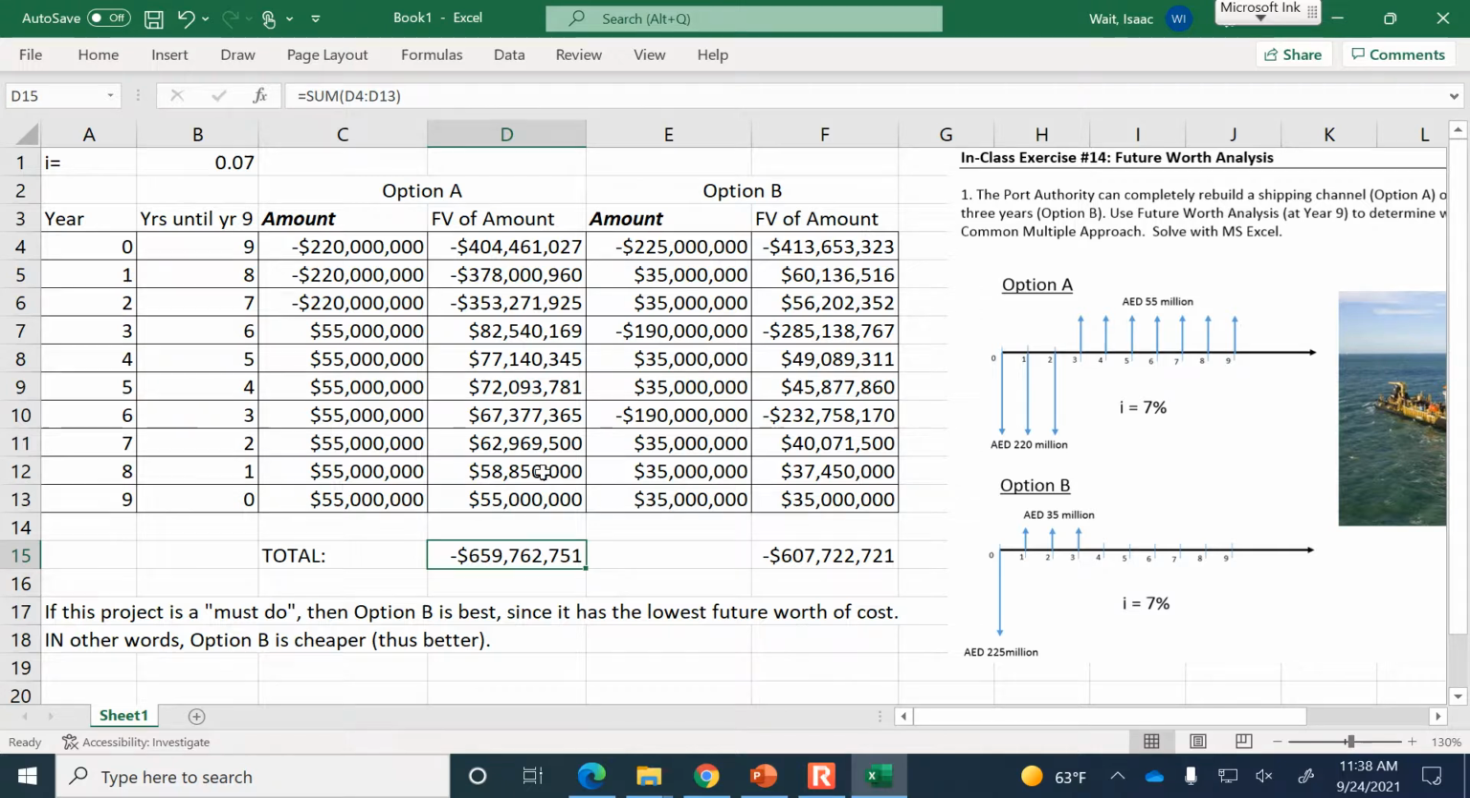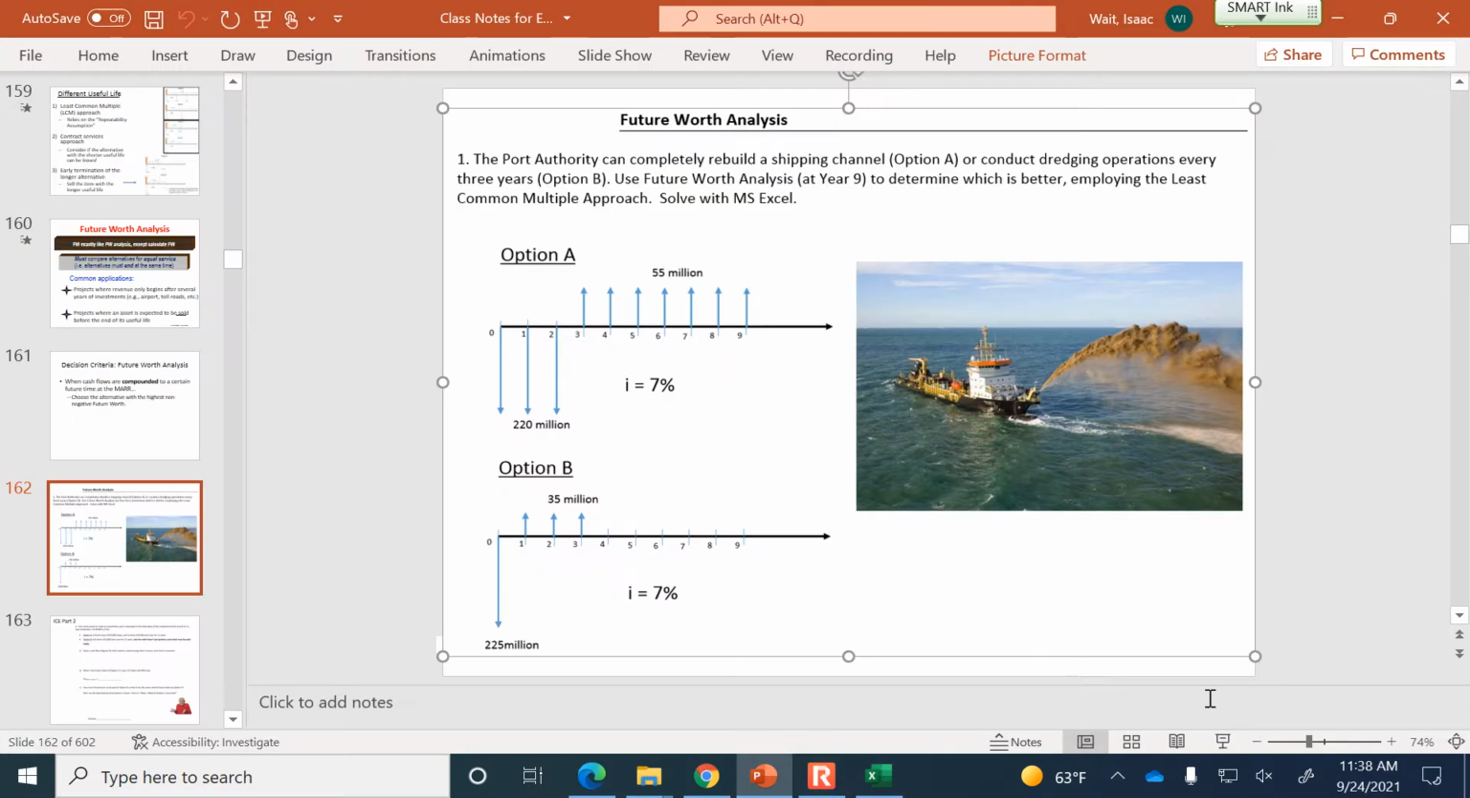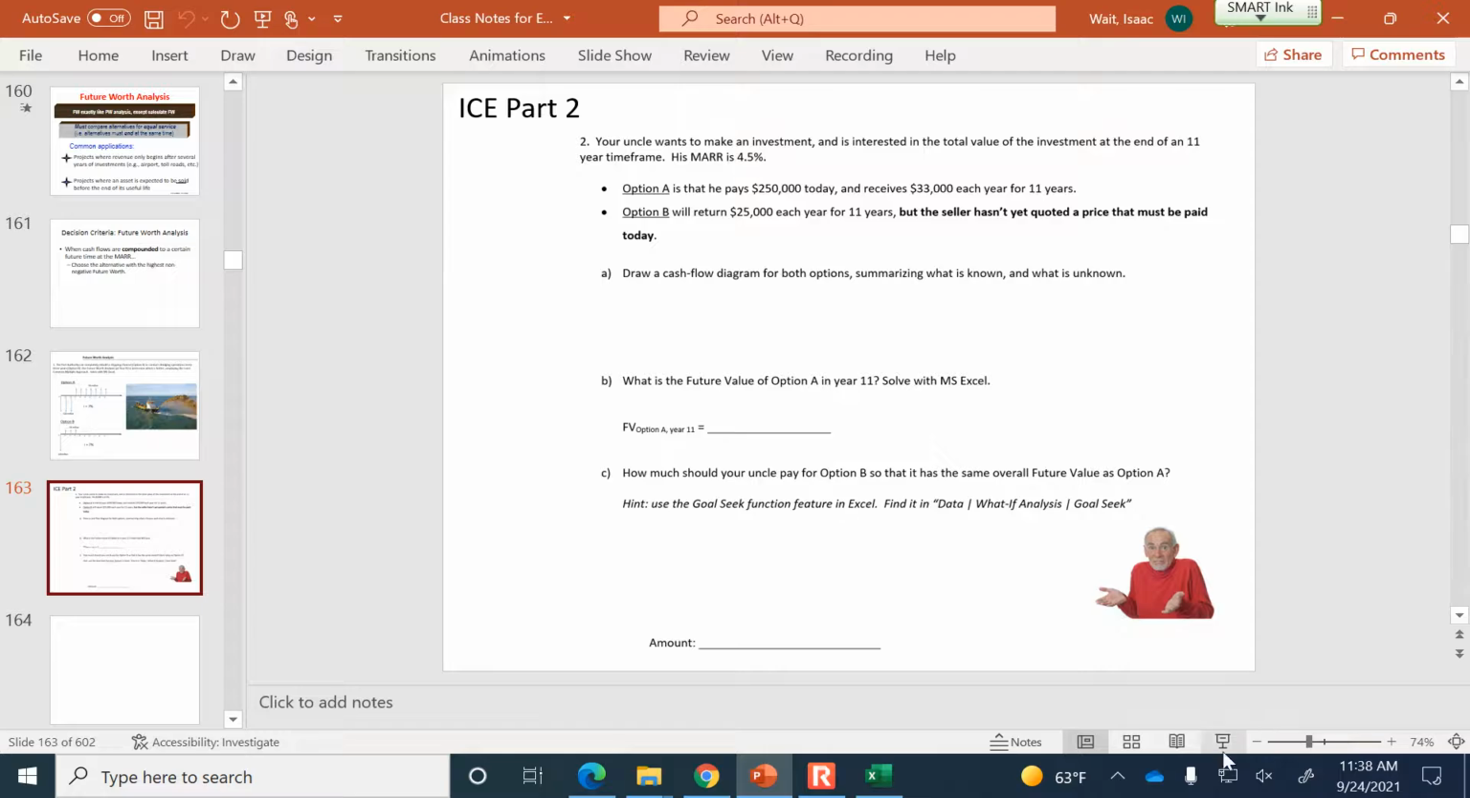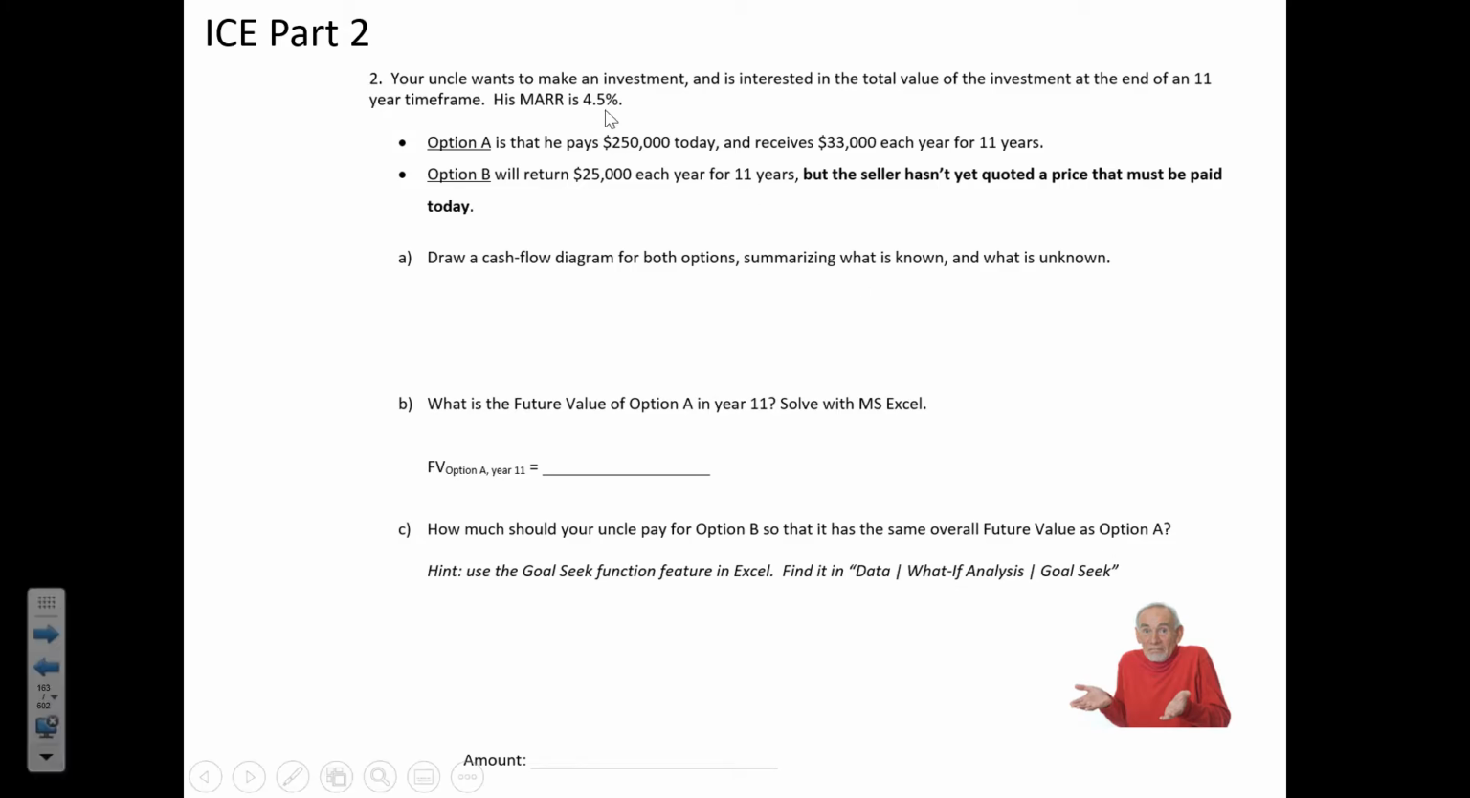Any questions about this one? Okay, the other problem we're looking at today, let's read through this. Your uncle wants to make an investment and is interested in the total value of the investment at the end of an 11-year time frame. His minimum attractive rate of return is 4.5%.